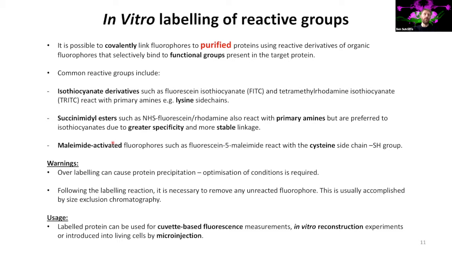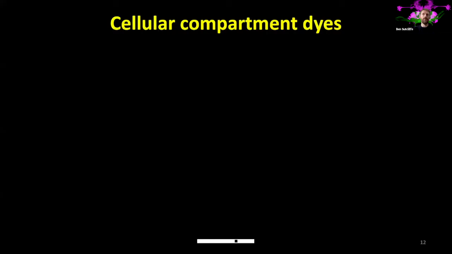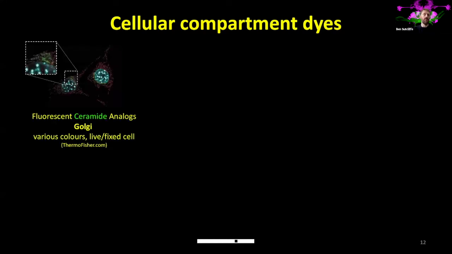Those are used typically in cuvette-based fluorescence measurements, so you can see how much of your protein is there, and also in in vitro reconstitution experiments. Well, they can be introduced, as I said, into live cells by microinjection, so you can see where they go. You can also label cellular compartments with great specificity with various different commercial products which are out there.